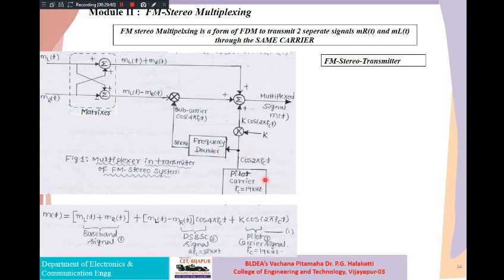The main input here from the oscillator is a 19 kilohertz carrier frequency generated here. That carrier frequency is doubled to 38 kilohertz and given as input to this multiplier, where we are getting the difference of the two signals. The summation of the two signals will be added here as it is. You can see there is a baseband signal, left and right, simply they will be added. Then the difference gets multiplied with the doubling of the carrier signal.